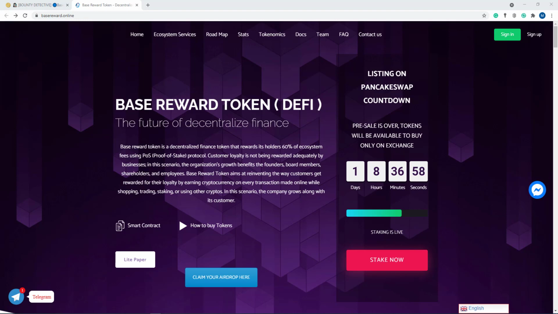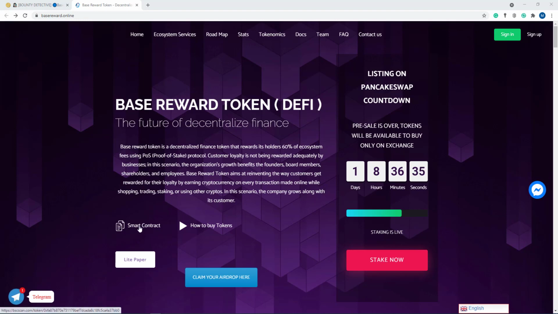Base Reward Token aims at reinventing the way customers get rewarded for their loyalty by earning cryptocurrency on every transaction made online while shopping, trading, staking, or using other cryptos. In this scenario, the company grows along with its customer.